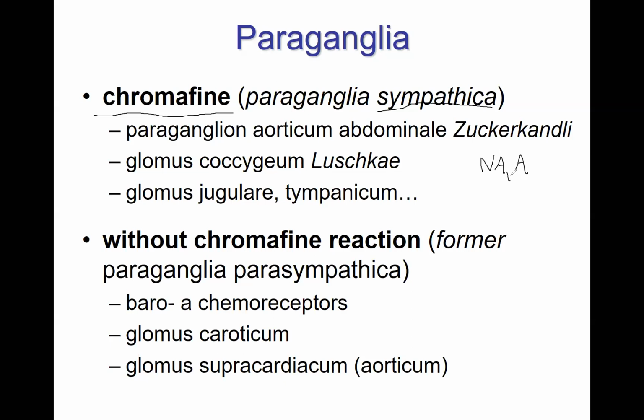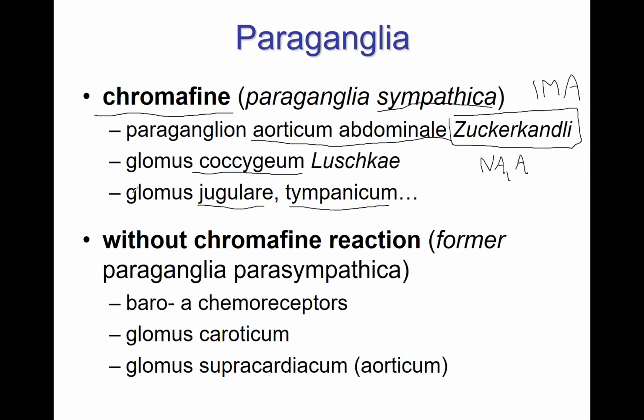But during the fetal period and early childhood, we have another four of them, at least the big four. One is called the abdominal aortic paraganglion or Zuckerkandel's paraganglion, as the biggest one. It's close to the inferior mesenteric artery. Then we have something close to the coccygeal bone, in front of the coccygeal bone, yeah? Coccygeal glomus. And we have also the jugular glomus in the jugular foramen and the tympanic glomus within the tympanic cavity.